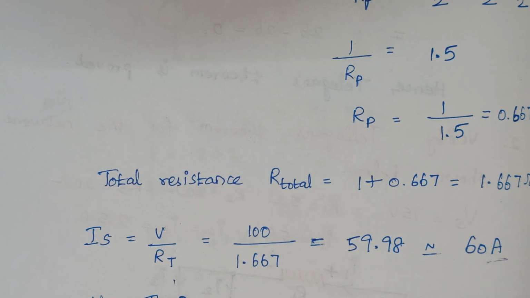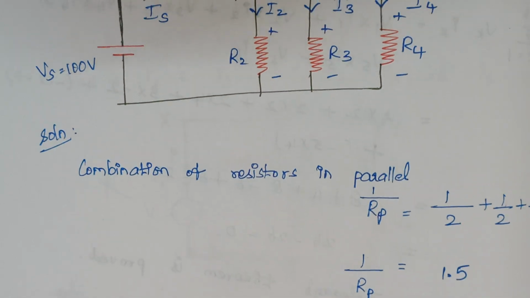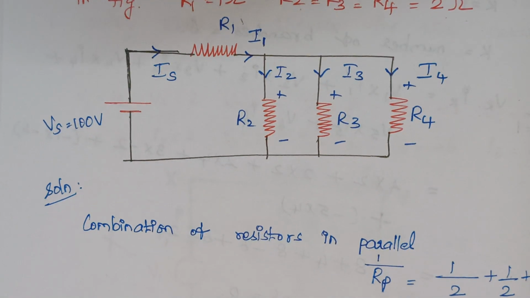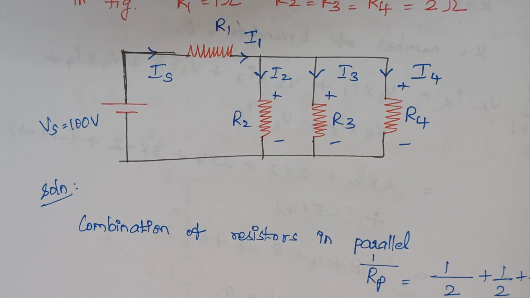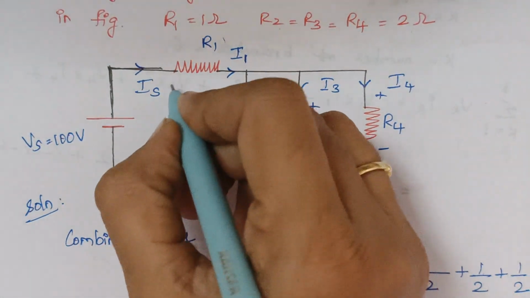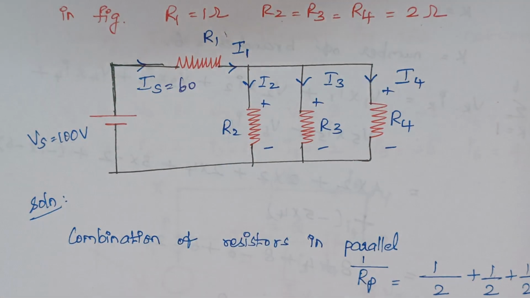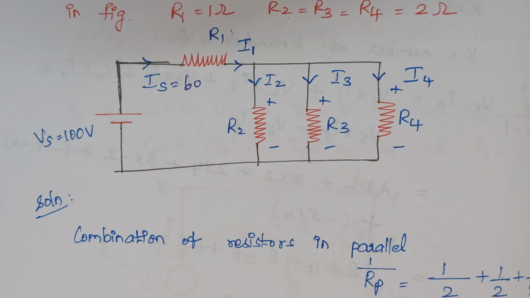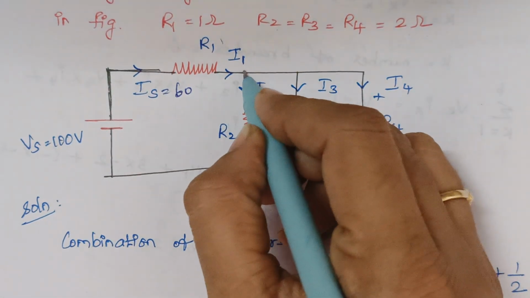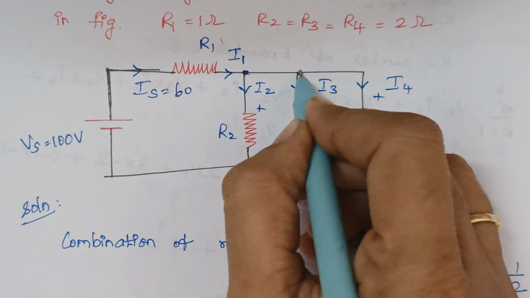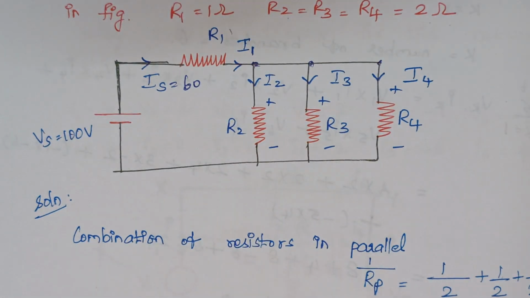So this is the total current in the circuit. As we know the total current, we can easily calculate the voltage drop across all the resistors, right? So here you see the value of Is, it is 60 amps, right? And this 60 amps gets divided between these 3 resistors, right?